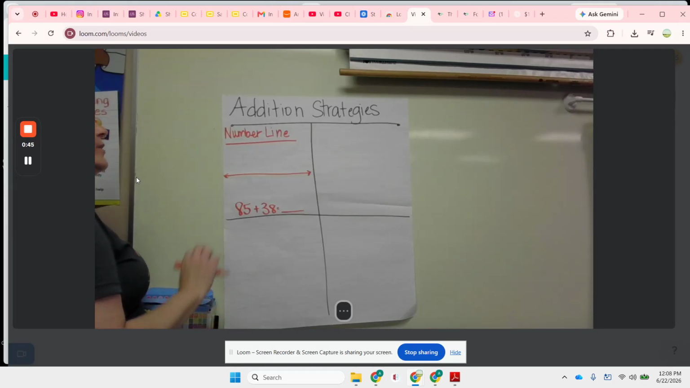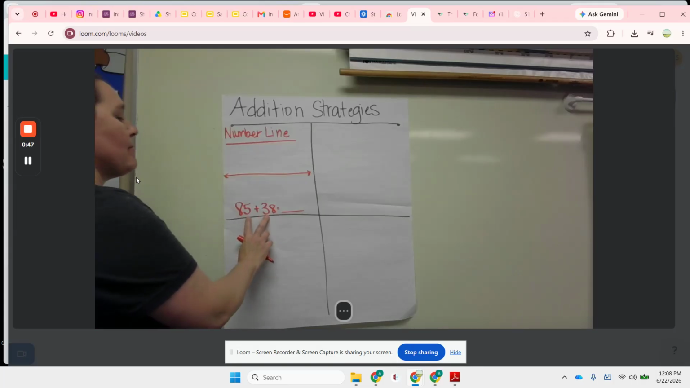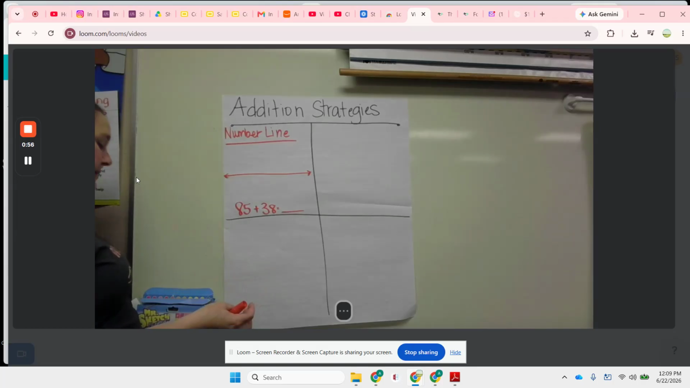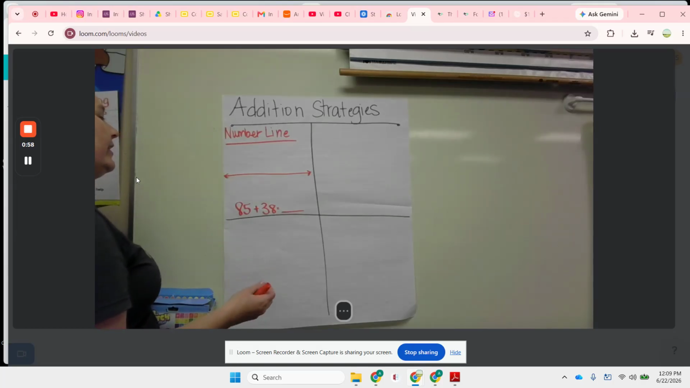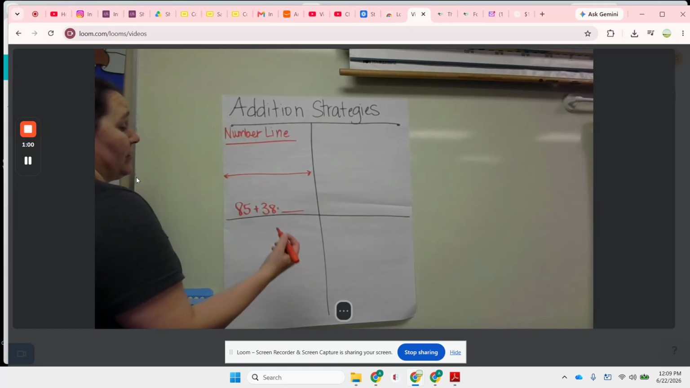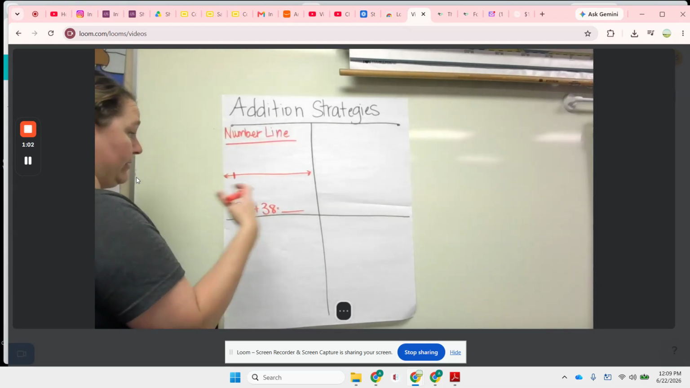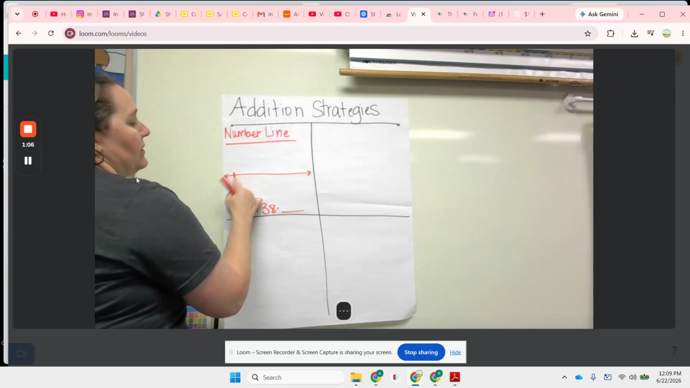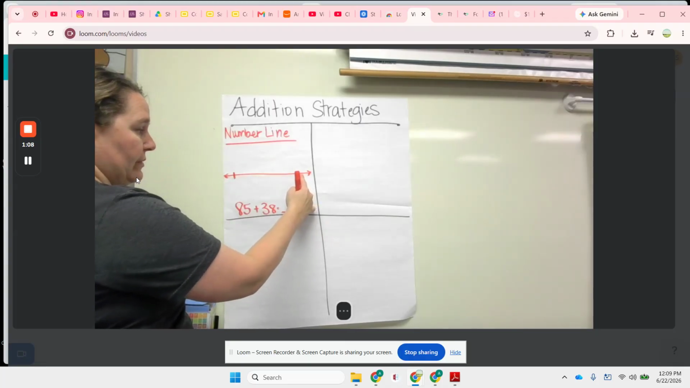We talk through as we make this chart together, does it matter on my number line whether I start with the 85 or whether I start with the 38? So it really doesn't matter because you should get the same sum in the end. However, I tell them when I'm adding, I like to start with a bigger number because then I don't have as far to go. Then we have to talk about, okay, but do you want that number over here? Or do we want that number over here?